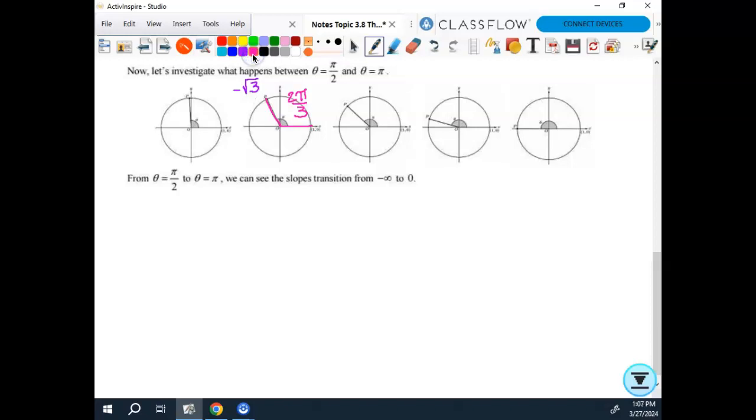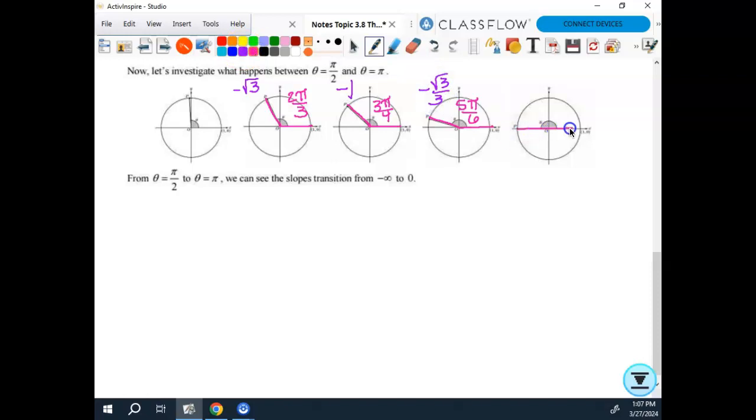Then this angle right here, we will make this our second quadrant pi fourths angle. So what's that? 3 pi fourths, good. And what is the tangent of 3 pi fourths? Negative 1, very good. Then we'll make this our second quadrant pi sixths angle, even though it's a little off. What's your second quadrant pi sixths angle? 5 pi sixths, very good. And then the tangent of 5 pi sixths is? Negative square root of 3 over 3, good.